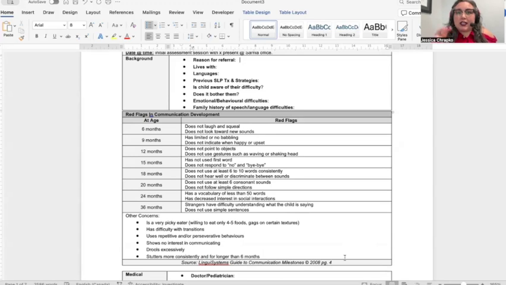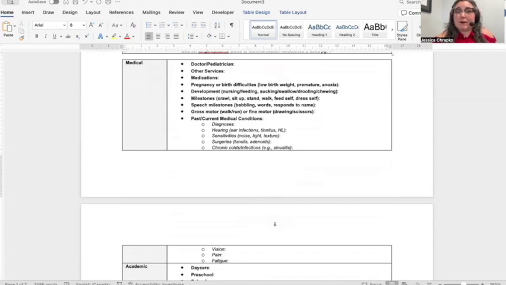I found this list of red flags from Linguasystems Guide to Communication Milestones. So I go through and check some communication milestones, highlighting or bolding any significant indicators that can help me formulate my clinical impressions. Next, I look into the child's medical history.